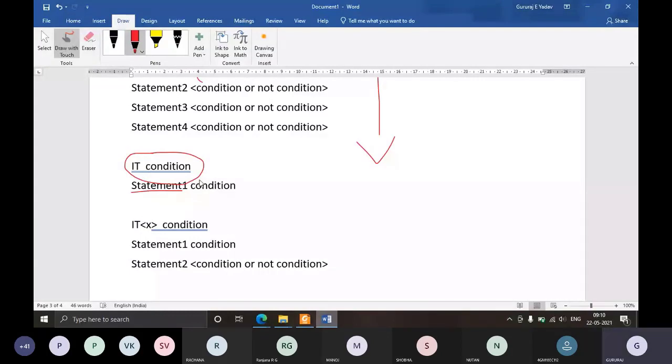Next, Y also. Y would tell you the execution condition for statement 3. Since there is no statement 3, no need to include Y. Similarly, no need to include Z. So this is one variant of the IT instruction.